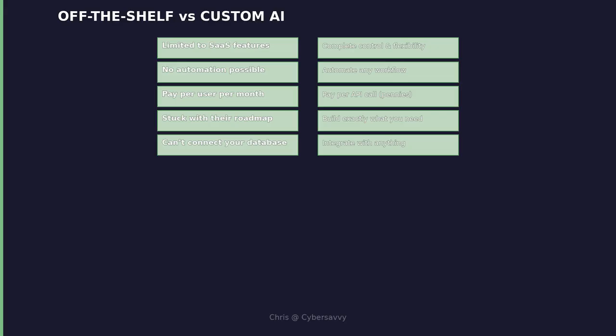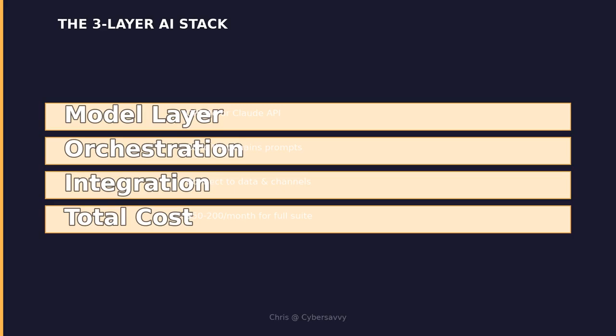Before we dive into building, let me lay out the core concepts you need to understand. Every AI tool you build will have 3 layers. The first is the model layer, your LLM provider, either OpenAI or Anthropic. The second is the orchestration layer, the code that chains prompts, processes responses, and manages state. The third is the integration layer, the connections to your data sources, databases, and output channels.